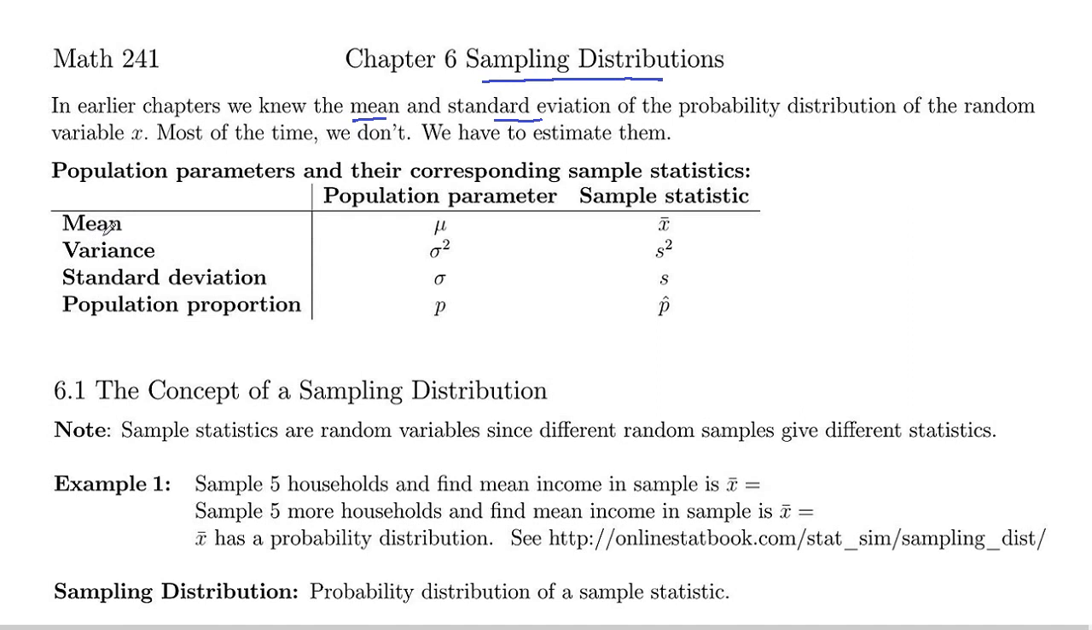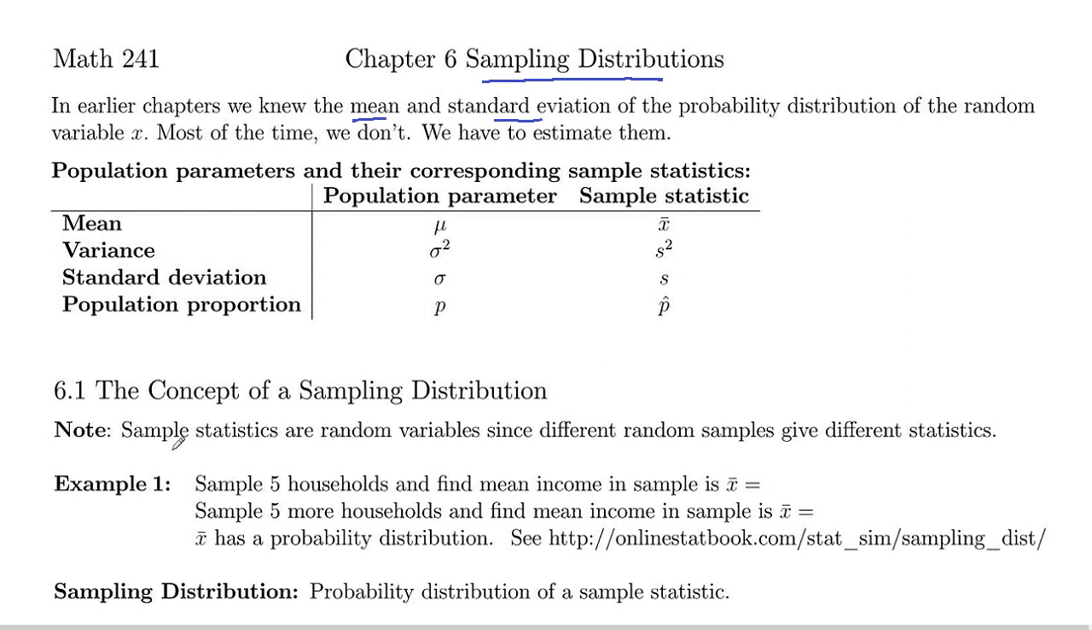So for example, if you're looking at the population parameter of mean, or mu, you can estimate that with the sample mean, x bar. Population variance, sigma squared, can be estimated with the sample variance, s squared. So you take a sample, find the variance of that sample. That one number is an estimate for sigma squared. Standard deviation, sigma for the population, is estimated by the sample standard deviation. And population proportion, p, can be estimated by the proportion in the sample that has the characteristic that you're interested in.